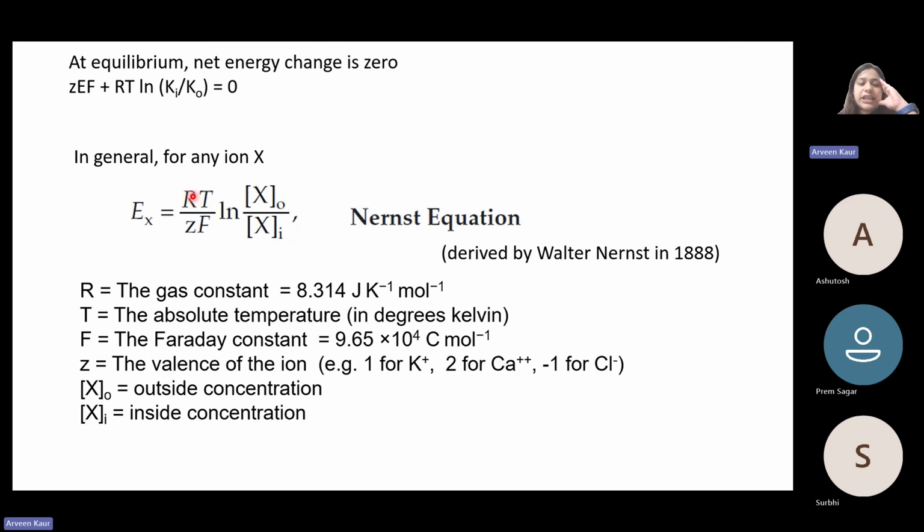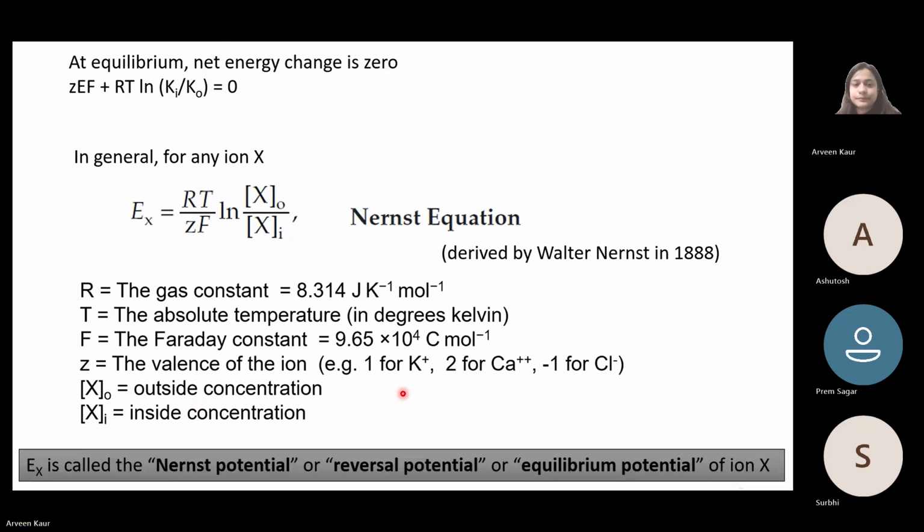Out of that, we have two constants over here, which are R, the gas constant, and F, the Faraday constant. There is also the absolute temperature, which we generally take as room temperature, and the valence of the ion, which will depend on which ion we are talking about, right? For instance, for calcium it will be positive 2, for chloride it will be -1, and then the concentration outside the cell and the concentration inside the cell. So Ex is called the Nernst potential or the reversal potential or the equilibrium potential of the ion X, right?